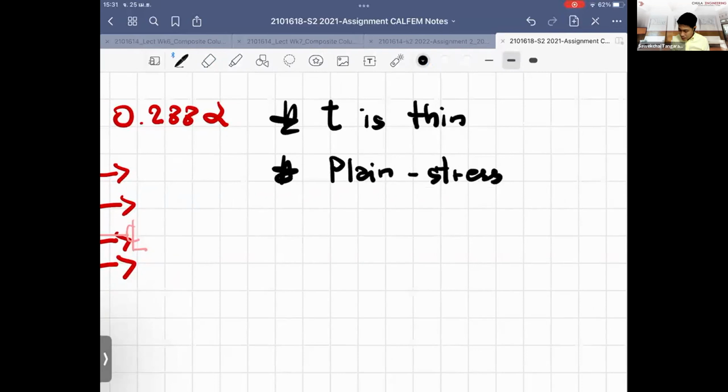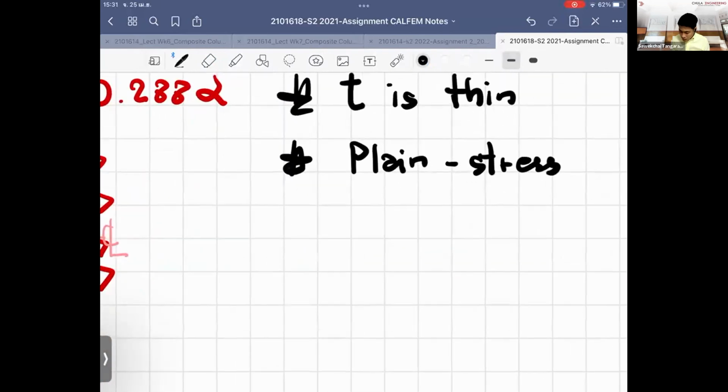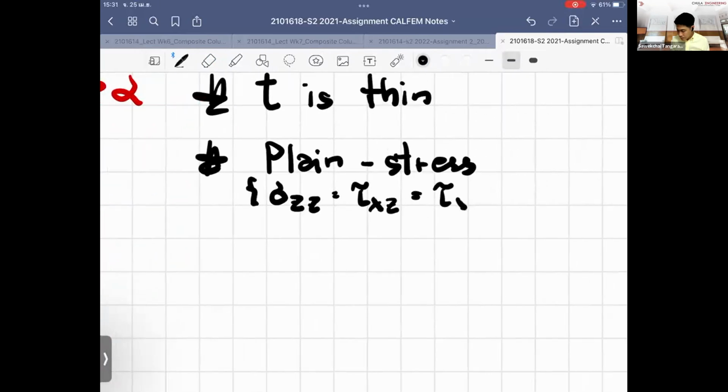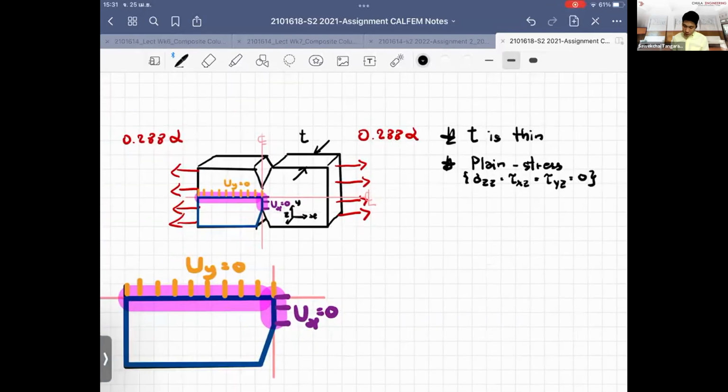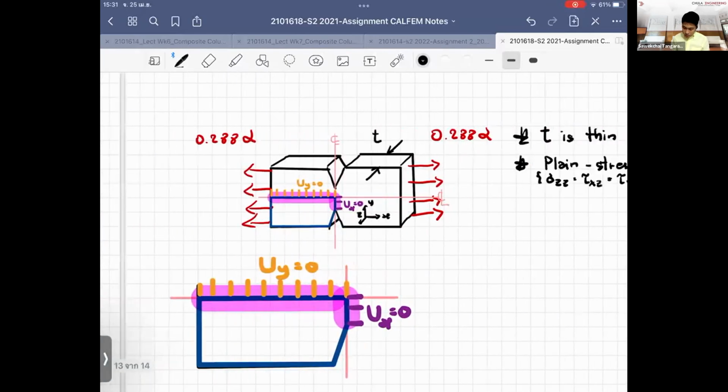When we say plane stress, as I mentioned before, this means that all the stress out of plane is equal to 0. So we can assume it to be plane stress.